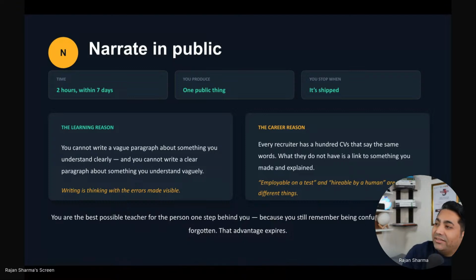And yet, ask anyone in your batch how the placement session is going. You will understand what it is. So employable on the test and hireable by a human are different things.